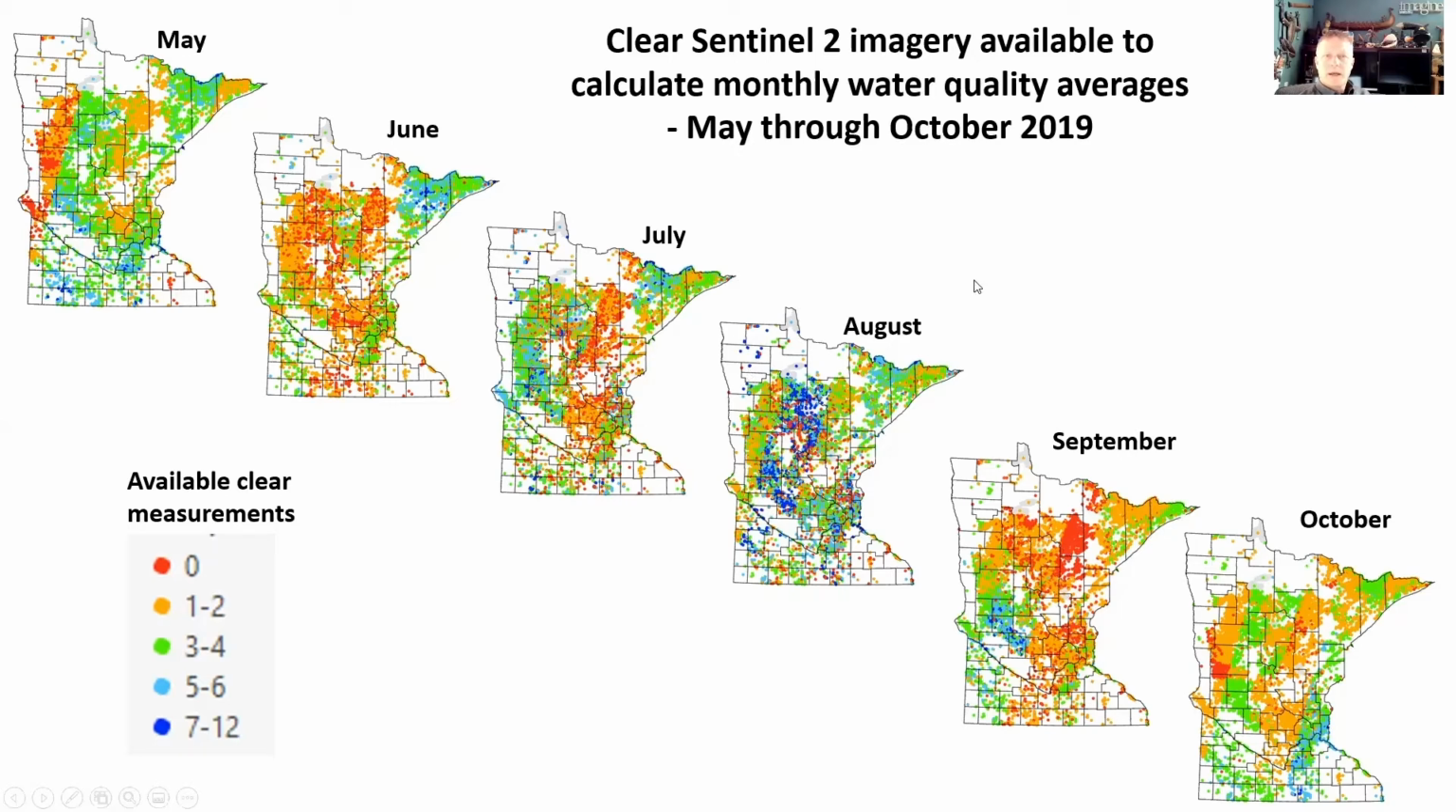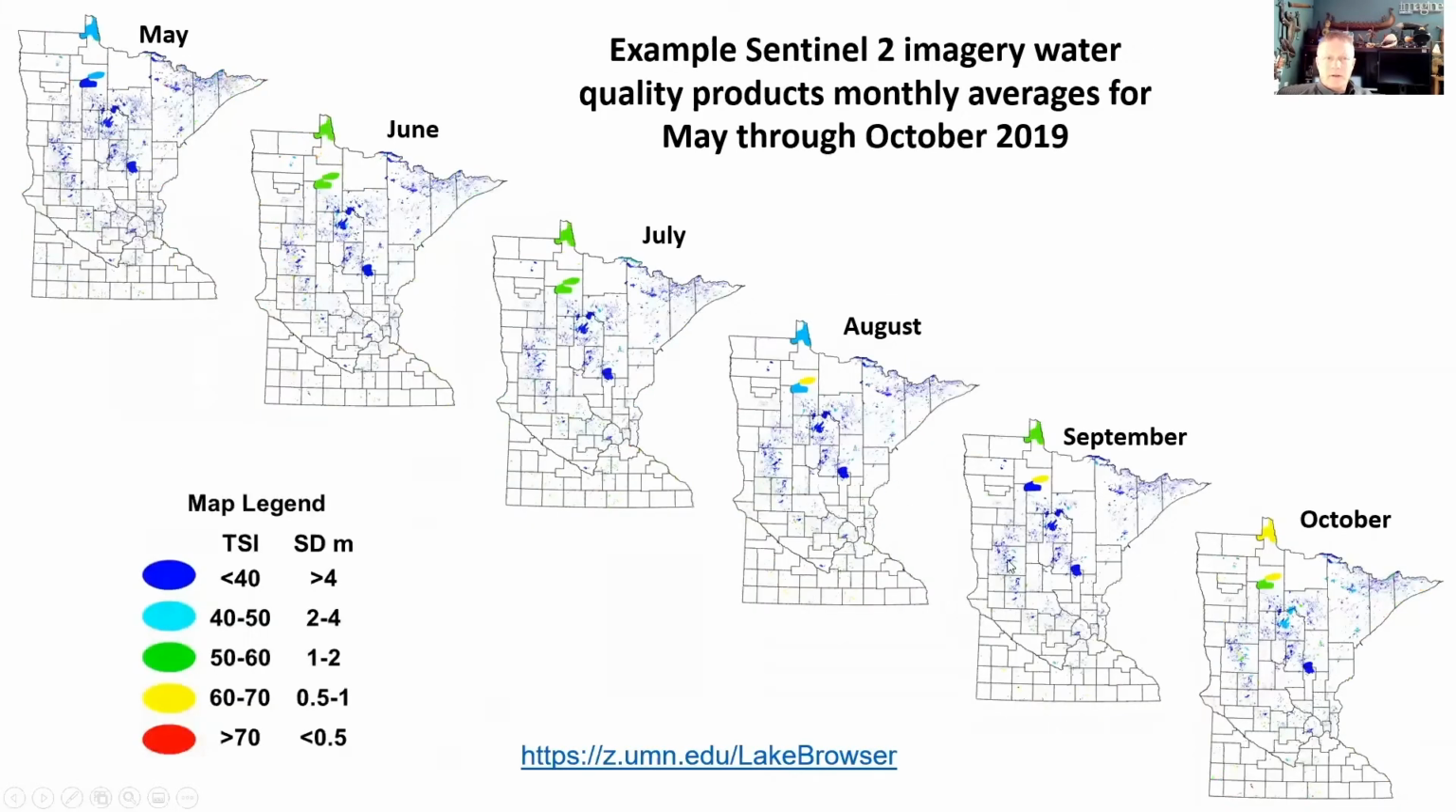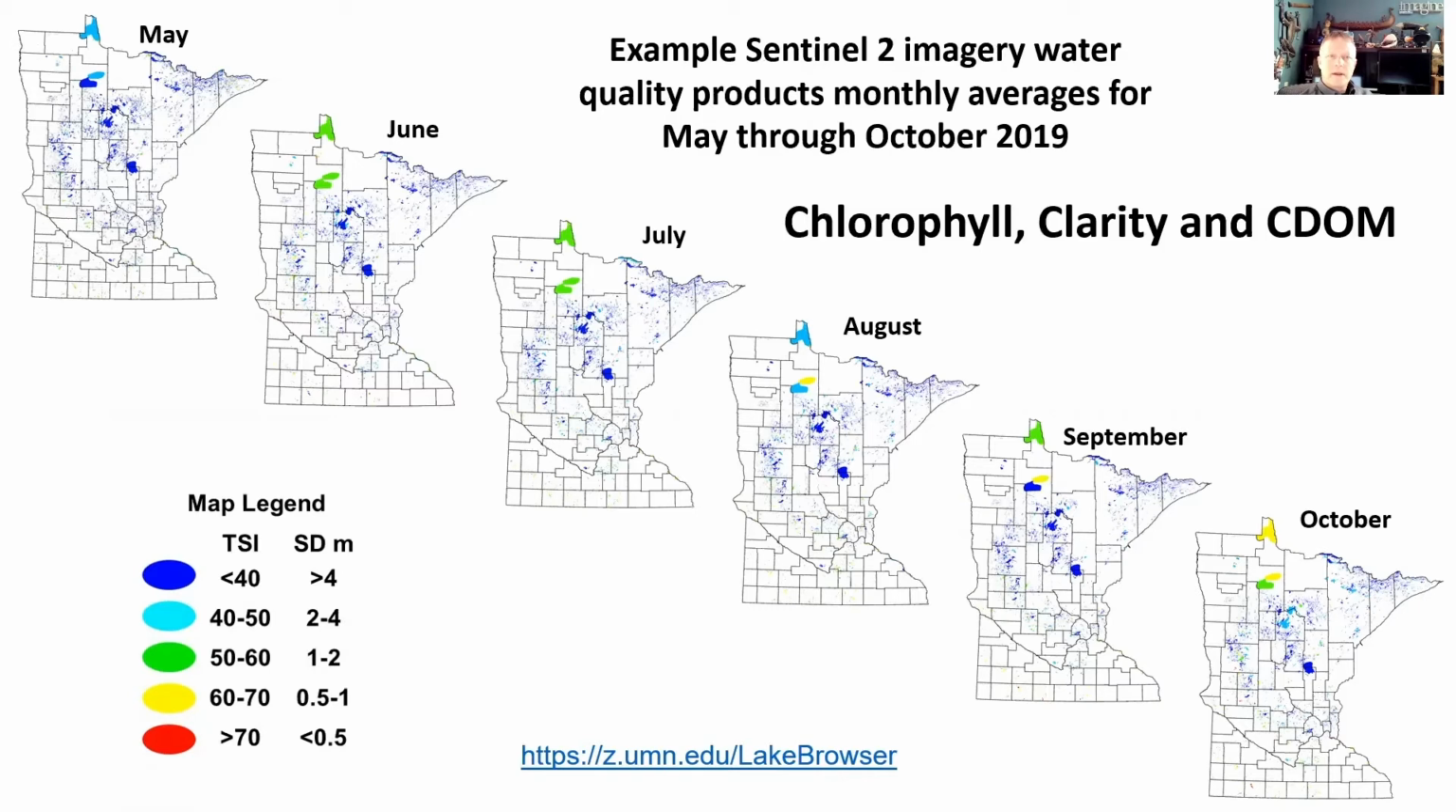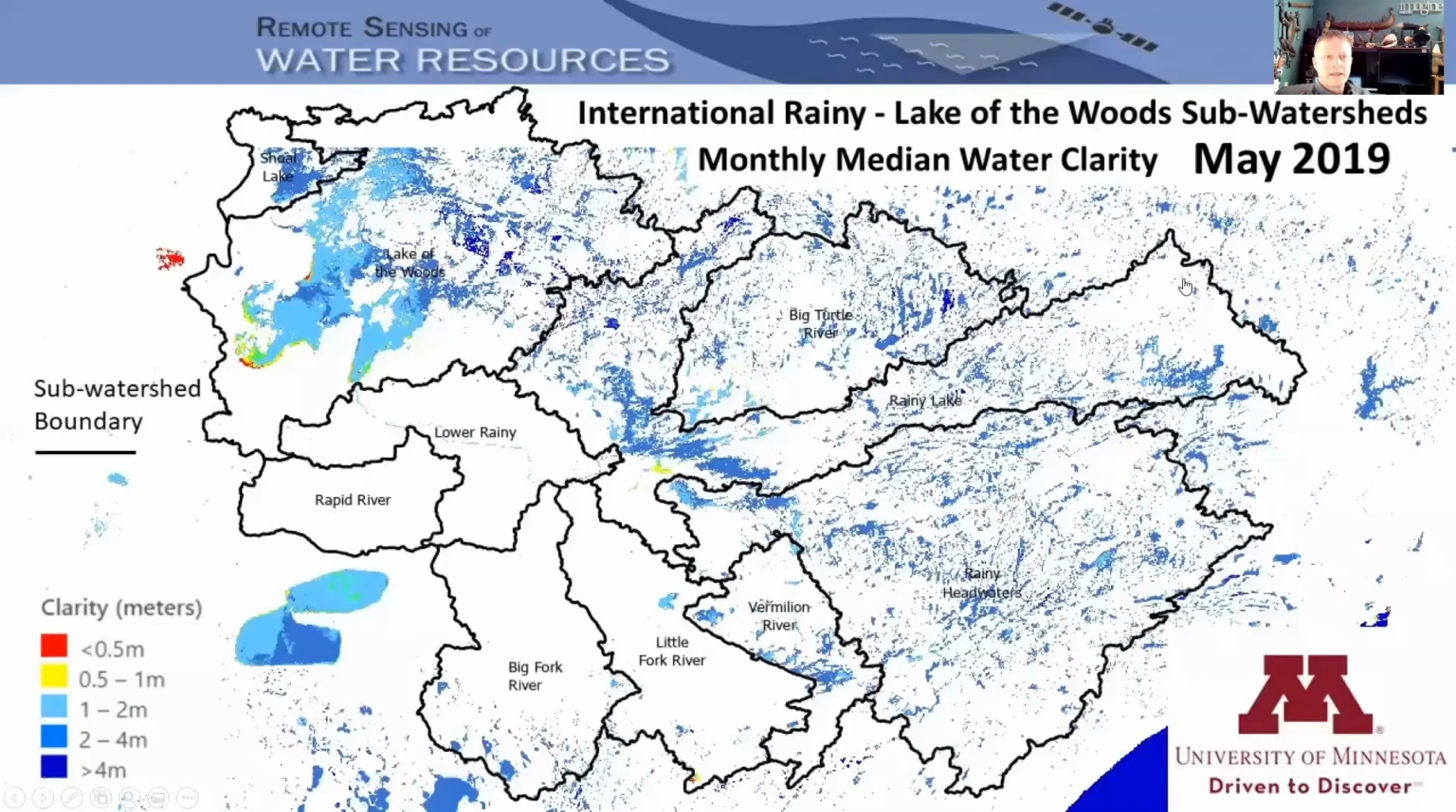And so that's our approach. We've done monthly pixel and then statewide lake level data as well. And all this data is available on our temporary website or on the lake browser that was in the URL earlier. Let's show you some examples of the water quality data that is available. So we have chlorophyll, clarity, and CDOM for every lake in the state on a monthly basis.